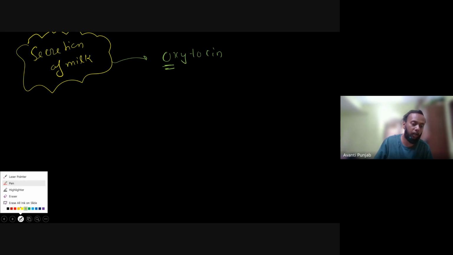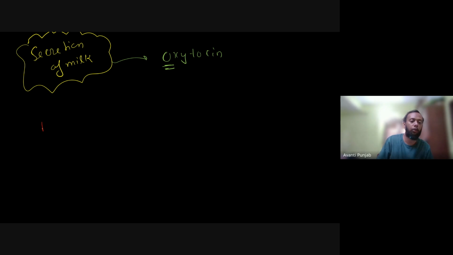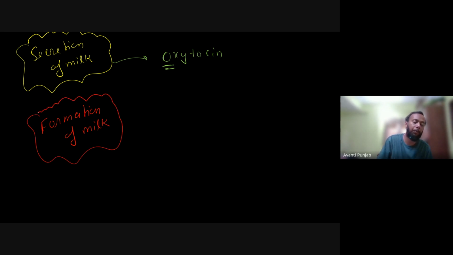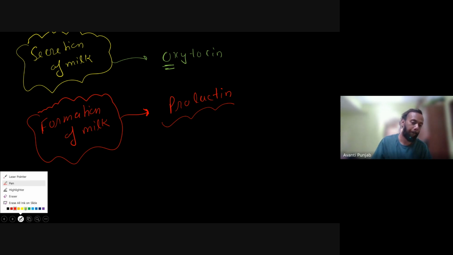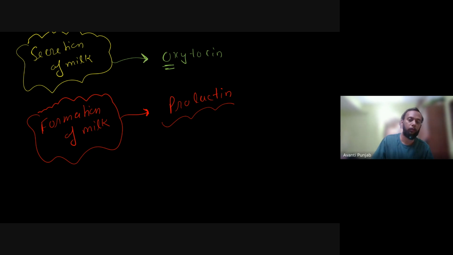Let me write it down again. This thing over here. So formation of milk, when we talk about formation of milk, this will be happening with the help of your prolactin. And when I talk about secretion of milk, that will be happening because of the oxytocin. Right? This is what you have to understand.